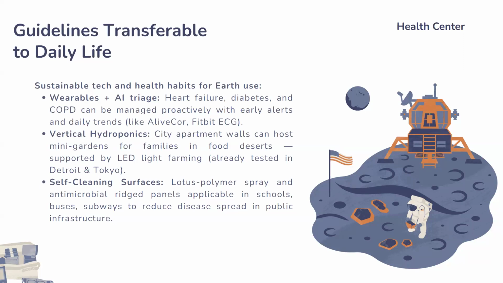Third, we have self-cleaning surfaces. On Mars, we can rely on lotus leaf-inspired coating and shark skin texture to repel microbes and dust without chemicals. These principles are now being applied in door handles, bus rails, school desks, and hospital environments. In the post-pandemic era, a lot of companies are researching this, and they are adapting it here on Earth as well.